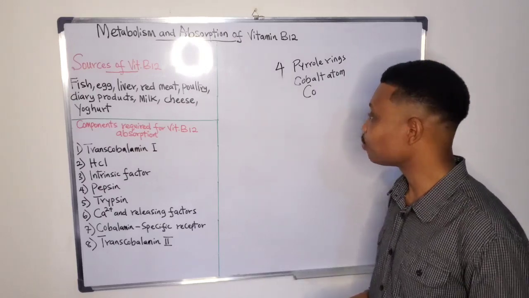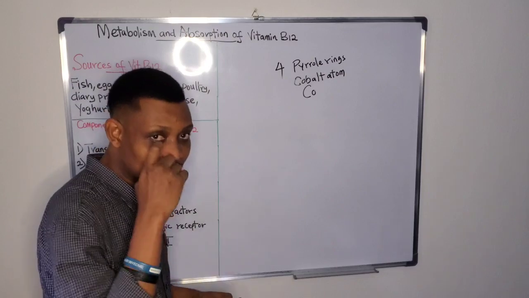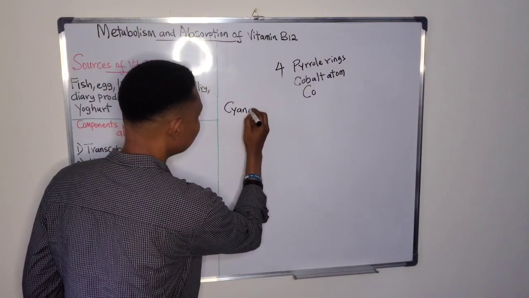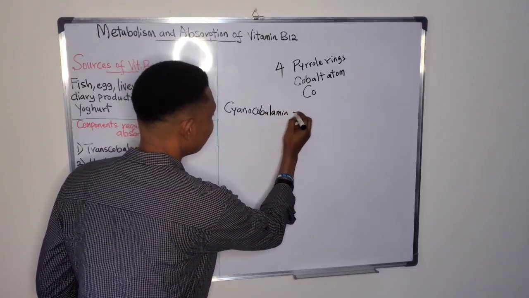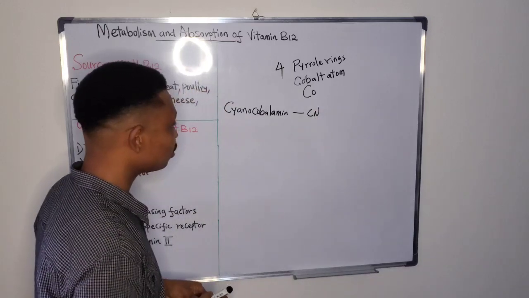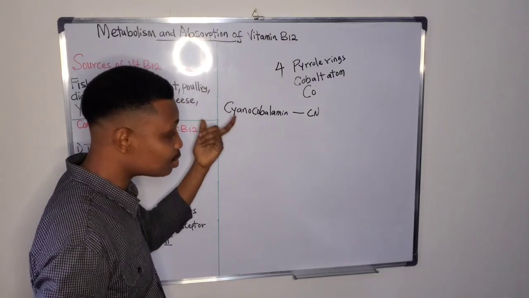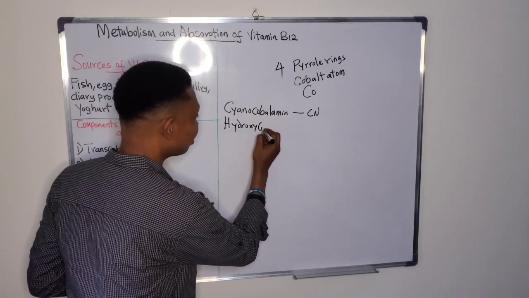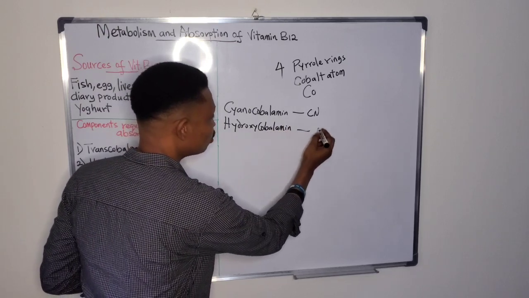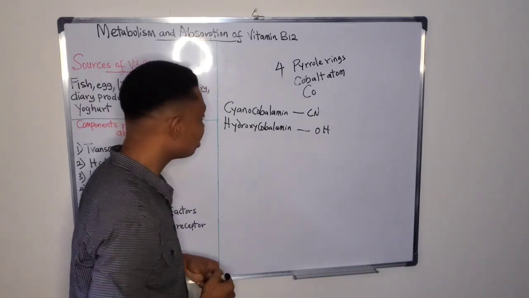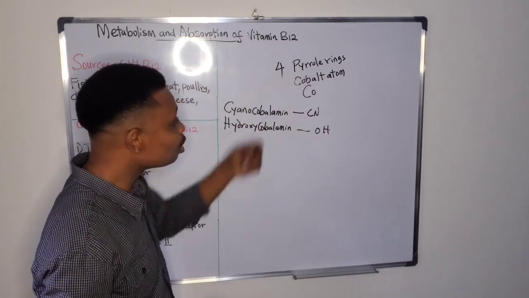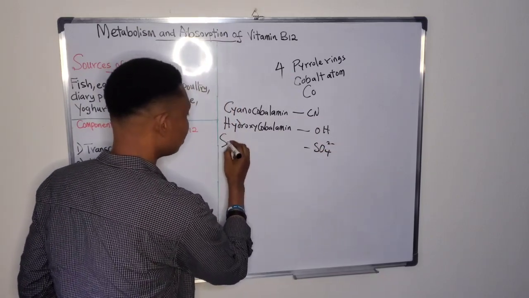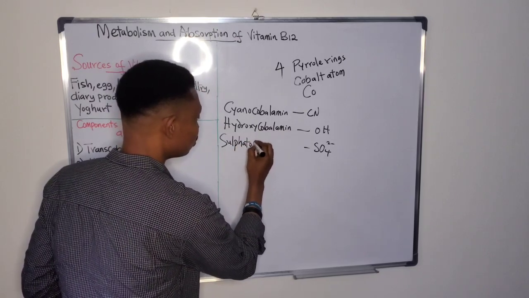But there are several synthetic forms. When a cyanide group gets attached to the cobalt atom, it will form cyanocobalamin. And when a hydroxyl group gets attached to the cobalt atom, it will form hydroxycobalamin. Then when a sulfate group gets attached to the cobalt atom rather than either of these, it will be sulfatocobalamin.